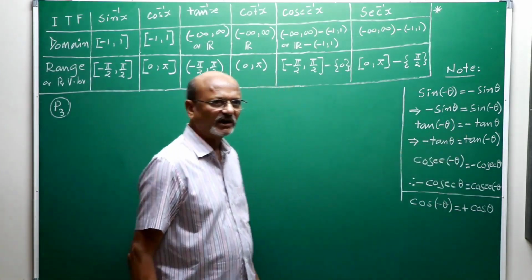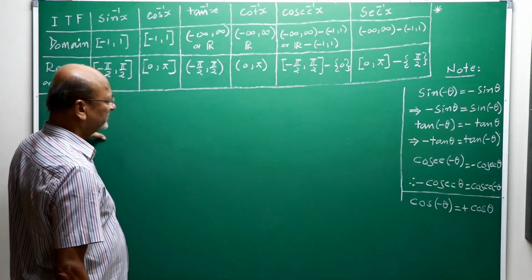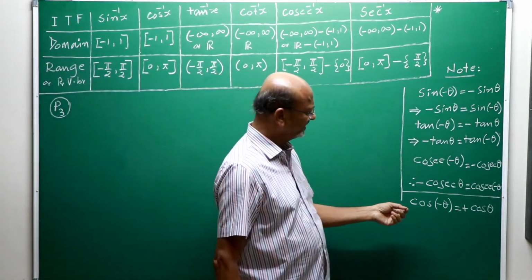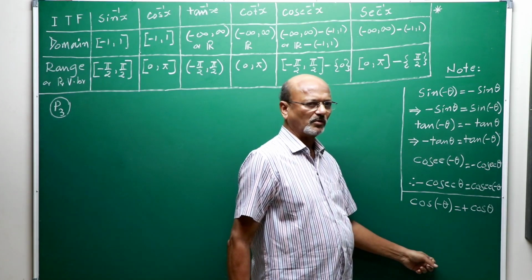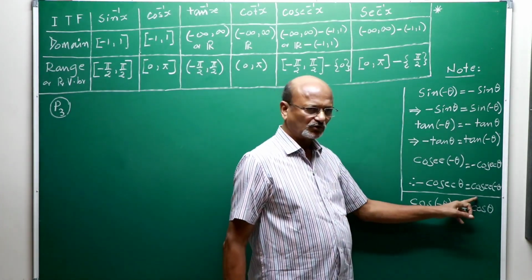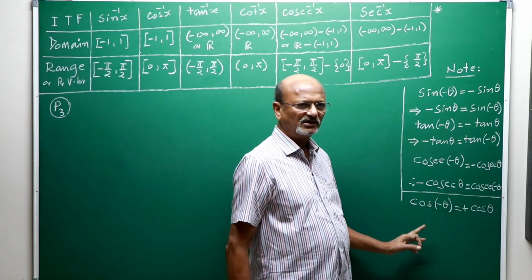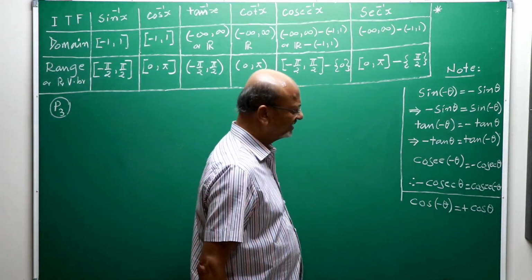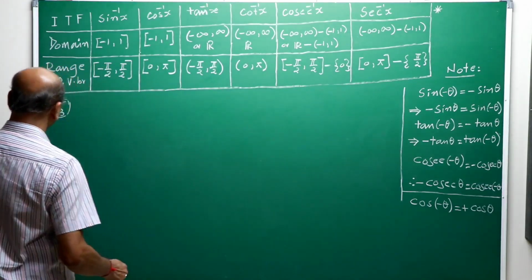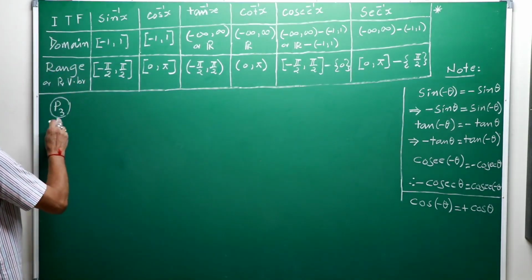Related with this, I do the property, that is the third property. Then connected with the third only, 3a, 3b, I do the next property. What are they? Cos of minus theta is plus cos theta, sec of minus theta, like that. Related to that, I do the next property. Yes, friends. P3, third property.